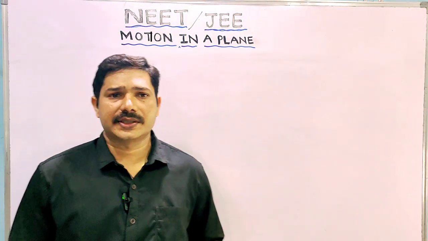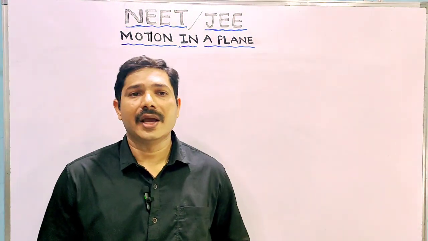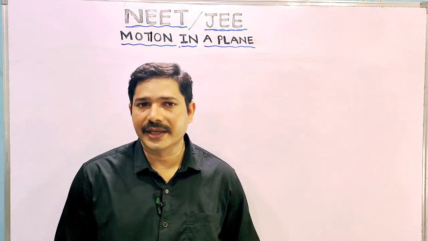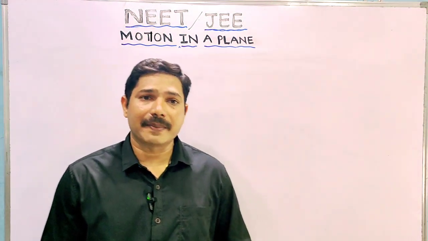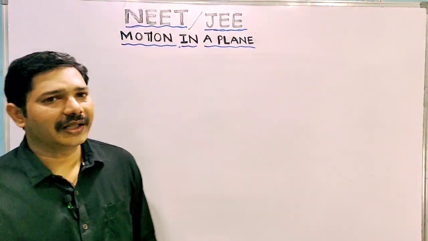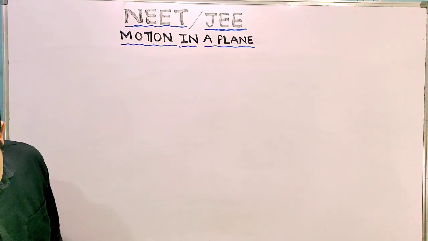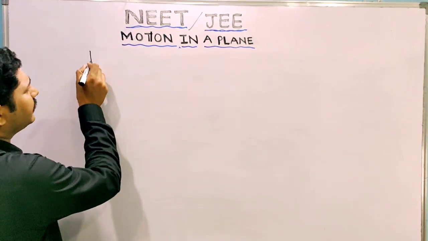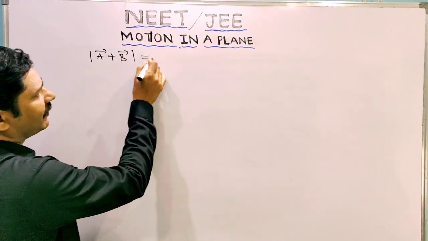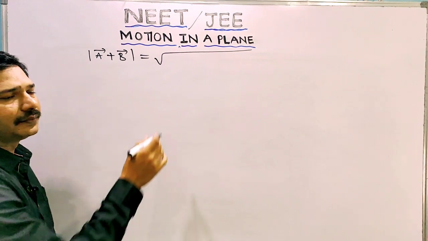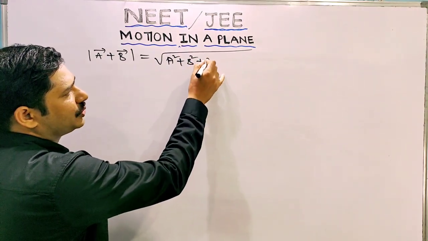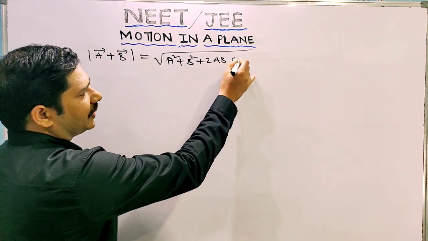All options have the magnitude of addition of vectors, and subtraction also there. Mod of A bar plus B bar is there, and at the same time mod of A bar minus B bar also. So with the help of that relation, we'll find the answer. You know that for addition of vectors, mod of A bar plus B bar, what is the formula? The resultant formula is under root A square plus B square plus 2AB cos theta.